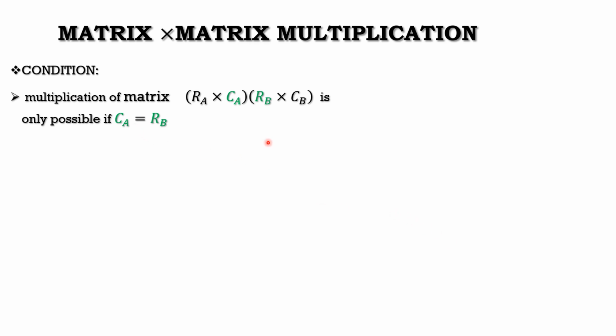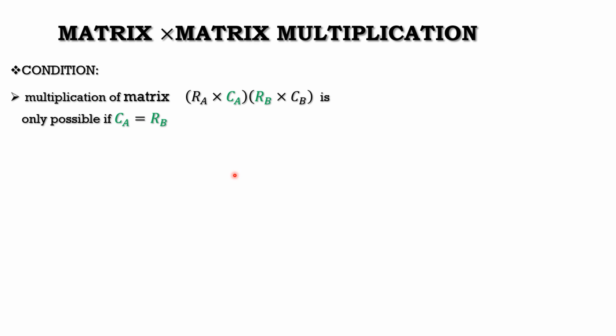We have a very unique condition that you need to follow. Without it, you will get your matrix multiplication wrong. When we have matrix A, which is of order RA by CA, and matrix B of order RB by CB, matrix multiplication is only possible if CA is the same as RB. That is, the columns of matrix A must equal the rows of matrix B.